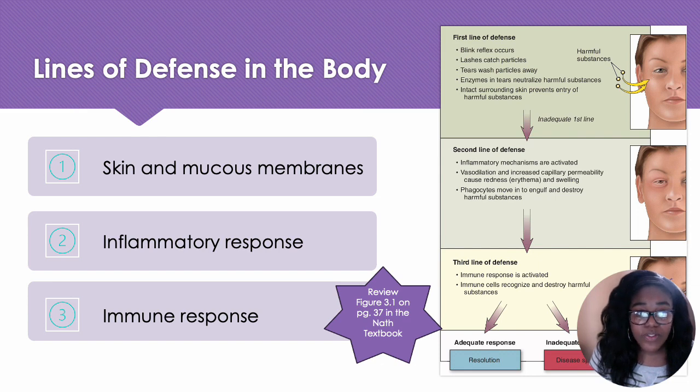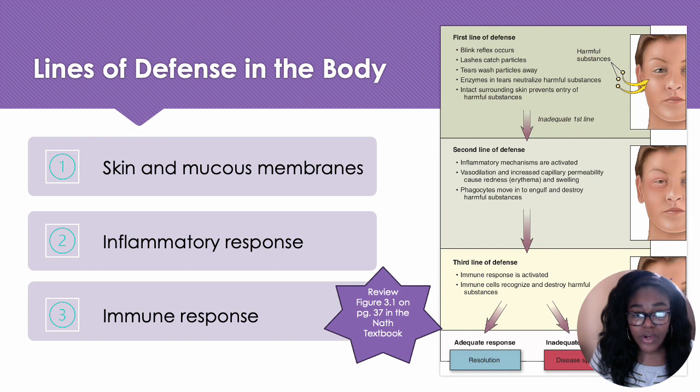Well, we move into the second line of defense, and that's when we have our inflammatory mechanisms or chemical mediators that help fight against disease and infection. So we have two areas that we'll be looking at with that. We'll be looking at vasodilation, and we'll also be looking at the chemical response to it, which would include your phagocytes. And once the second line of defense is permeated or it's not effective, we move into the third line of defense, which is your immune response.